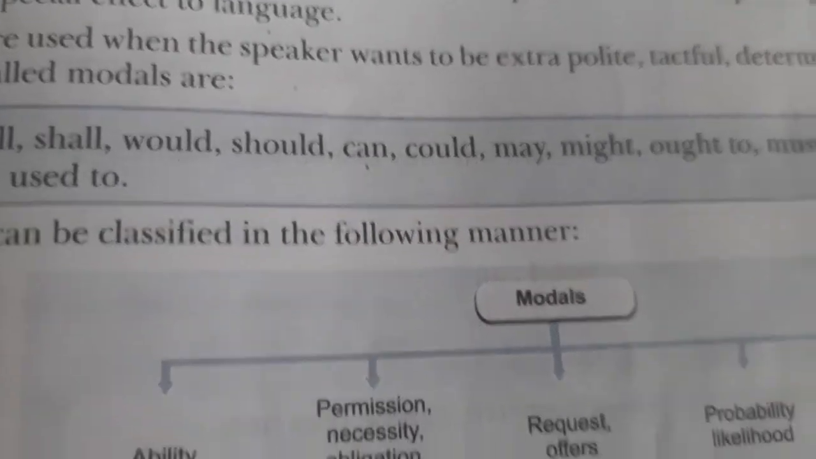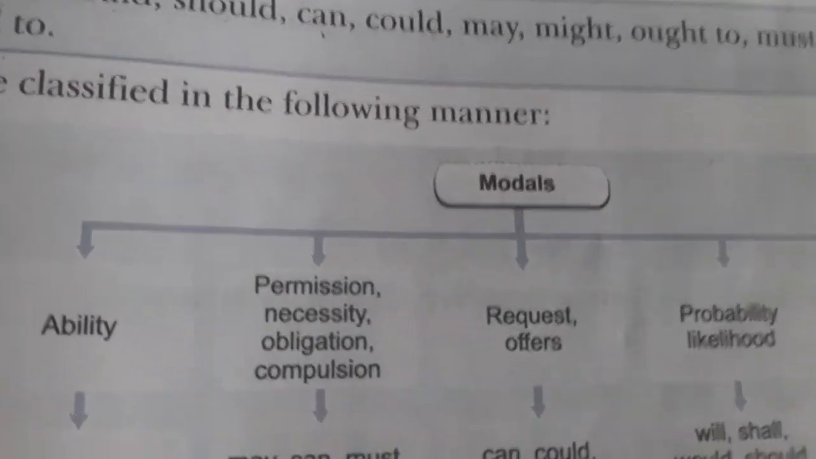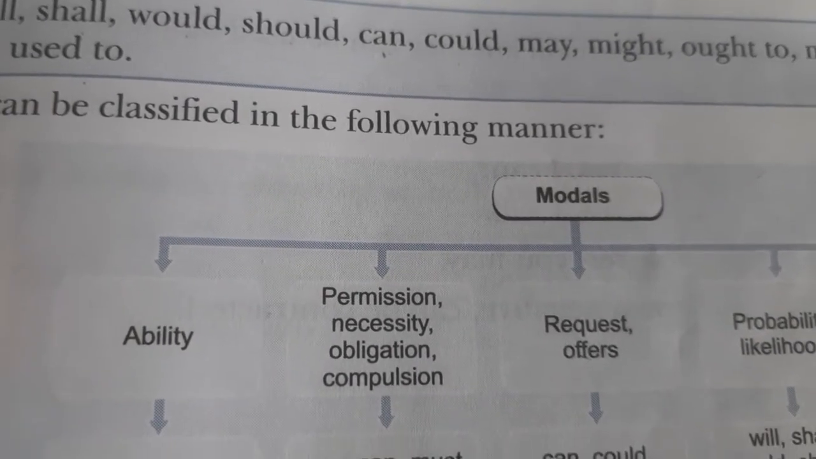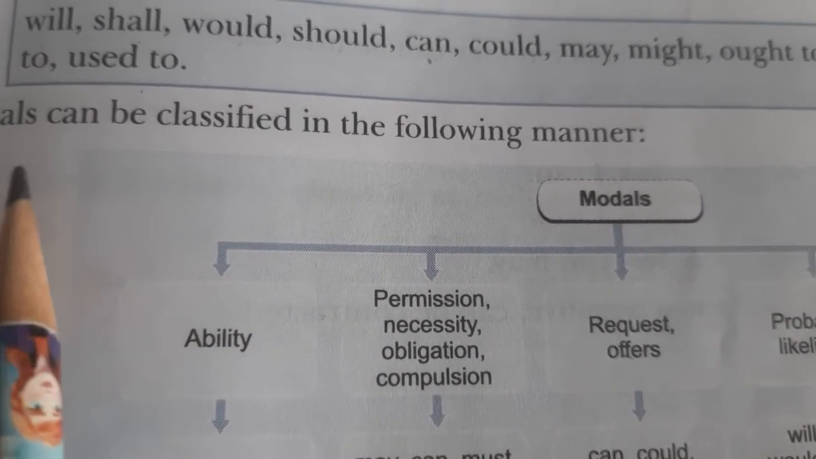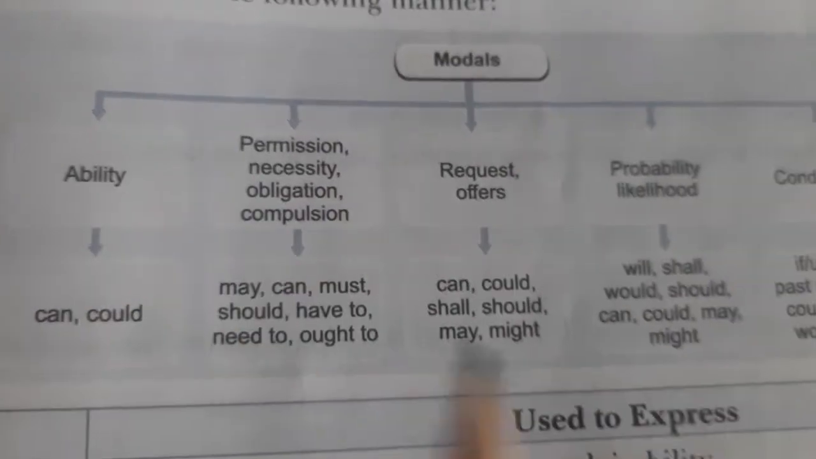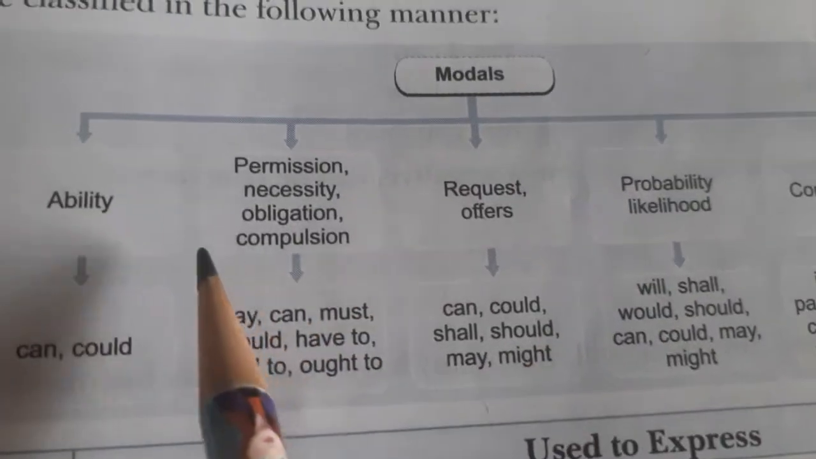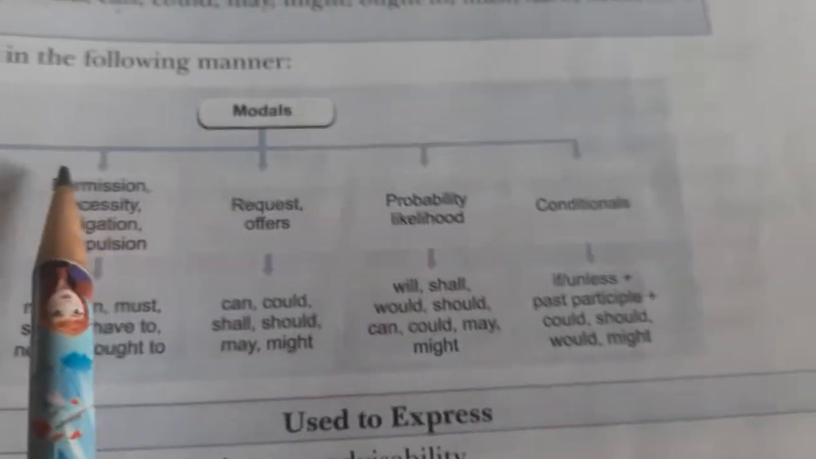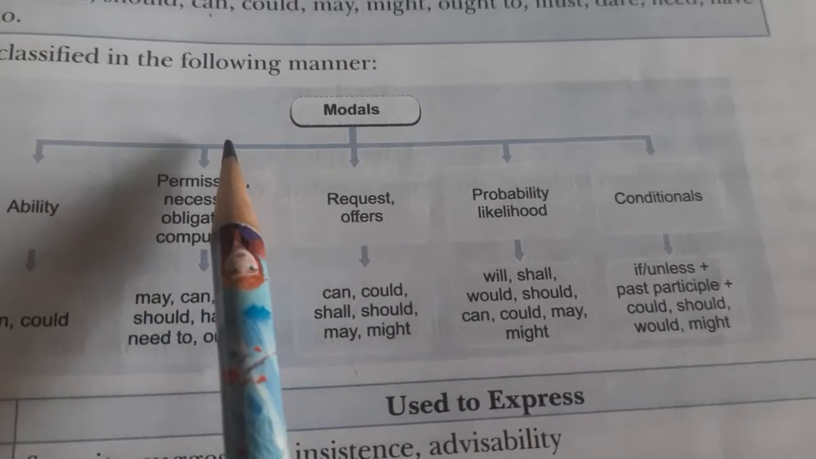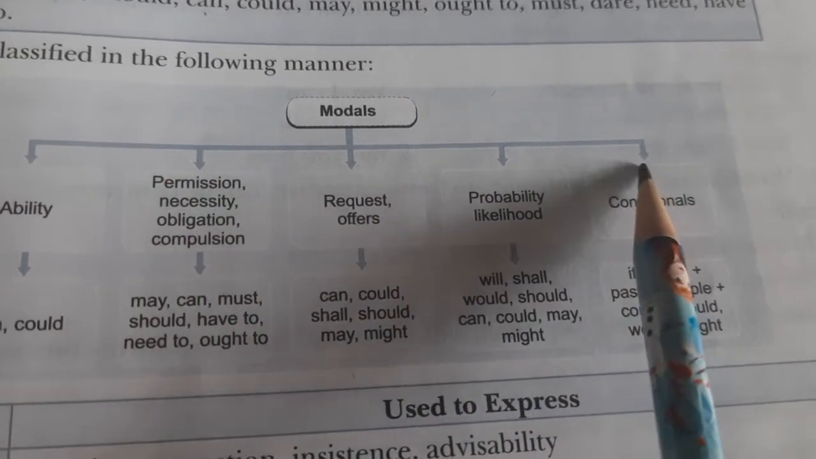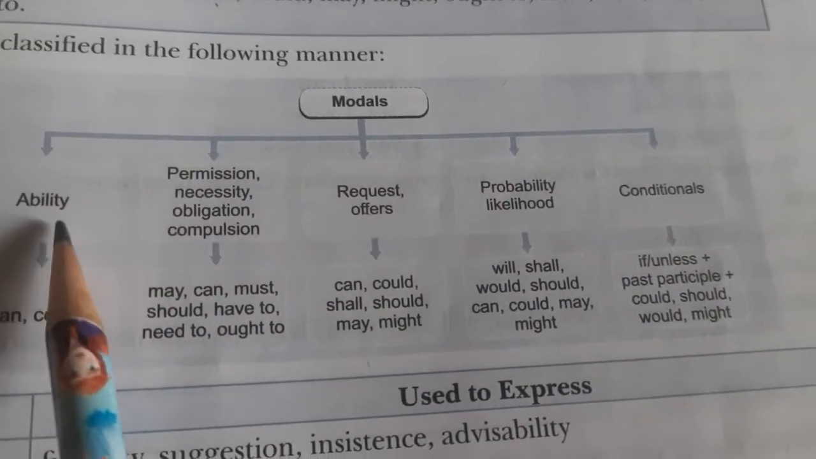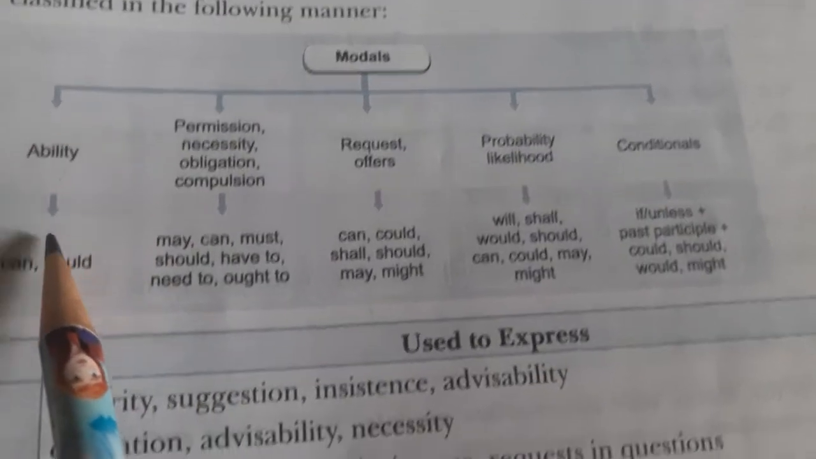Let us go through this chart that has been provided with all the bifurcation and classification. Modals can be classified in the following manner. So, they have classified the modals into 1, 2, 3, 4 and 5 ways. First one, ability, which shows the ability.